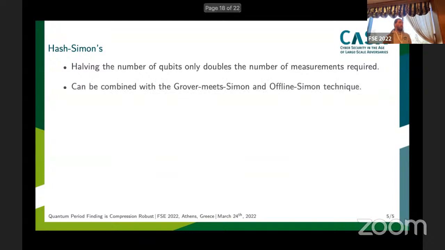Furthermore, we have shown that we can combine our technique with other techniques like the Grover-Meets-Simon technique and the offline Simon technique, which further reduce the number of qubits required, in some cases by a factor of 4, and make our technique even easier to implement.